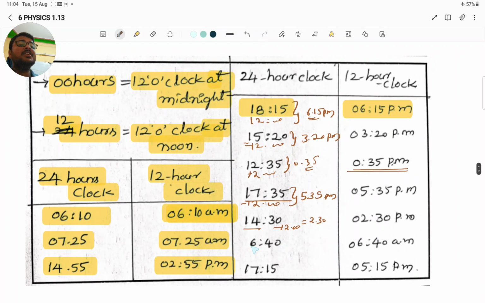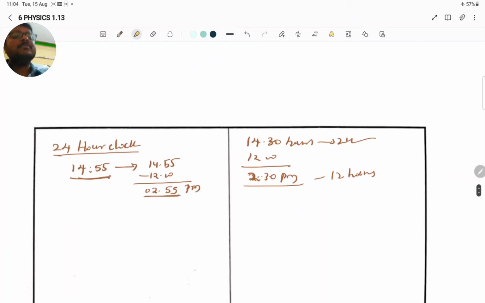See here, only 6:40 is there. Only 6:40 is nothing but morning time, that is 6:40 AM only. Okay, 17:15 means we subtract 12 and get 5:15 PM.